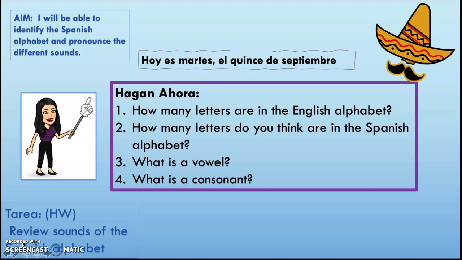I also wanted to just go over to where it says at the top of the screen here, hoy es martes. That translates to today is Tuesday, el 15 de septiembre. That is the 15th of September. So in Spanish, we say things a little bit differently than we do in English. So instead of saying September 15th, we say the 15th of September. And you'll notice that martes, which means Tuesday, is not capitalized because days of the week are not capitalized. And septiembre is also not capitalized because we also do not capitalize months of the year.